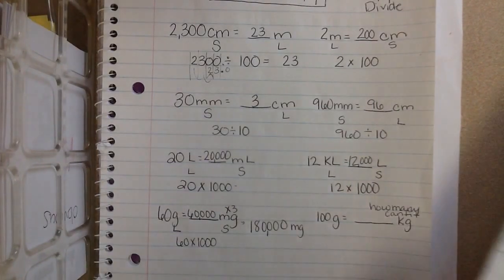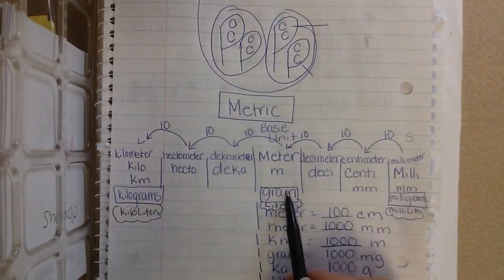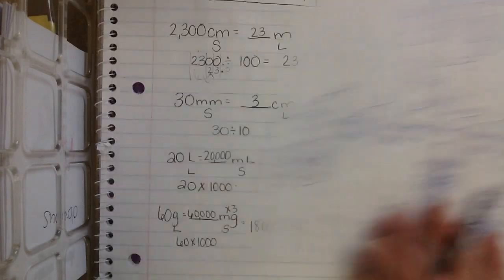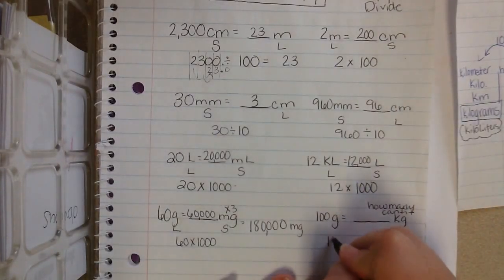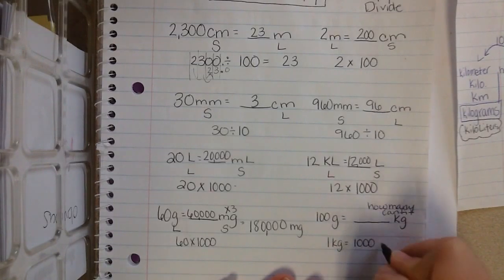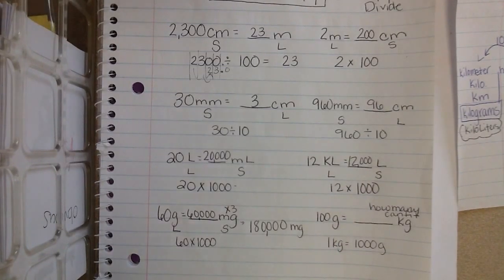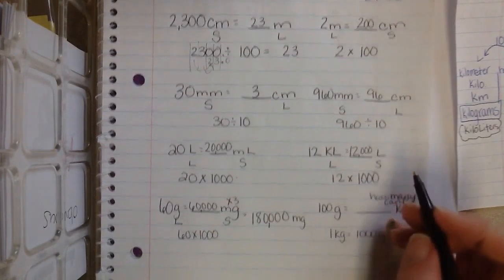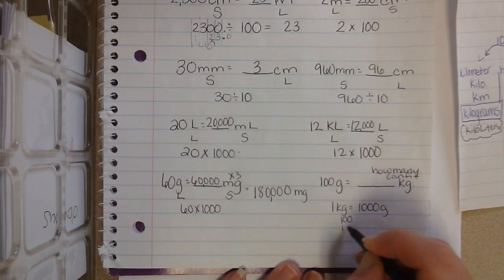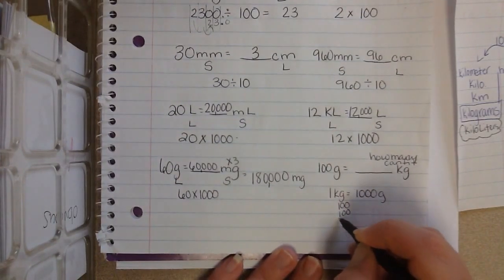Well, let's look at what we know. 1 gram, there are 1, 2, 3 moves, 1,000. So I know that 1 kilogram equals 1,000 grams. So I need to know how many of 100 will fit into that 1,000. So I could keep adding up to see how many would fit inside there. 100, another 100. I could keep adding up.